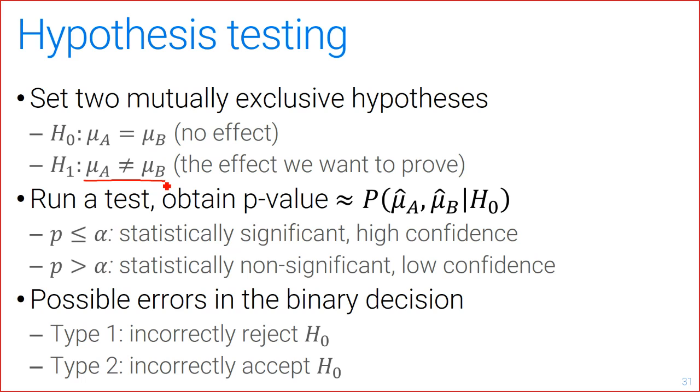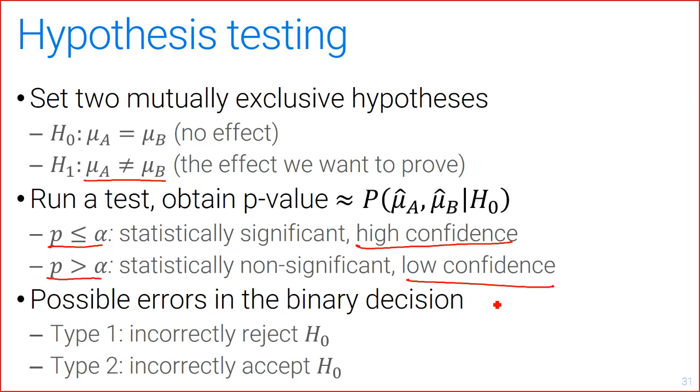We get the data, we run a test, let's say a t-test, and then get the p-value. If the p-value is less than our threshold, the significance level, let's say 5%, then we would be rejecting the null hypothesis. That means we have a result that is statistically significant, and that means we have high confidence that there is a difference. If we get a p-value larger than alpha, then we have a non-significant result, and so we have low confidence about conclusions on the population.